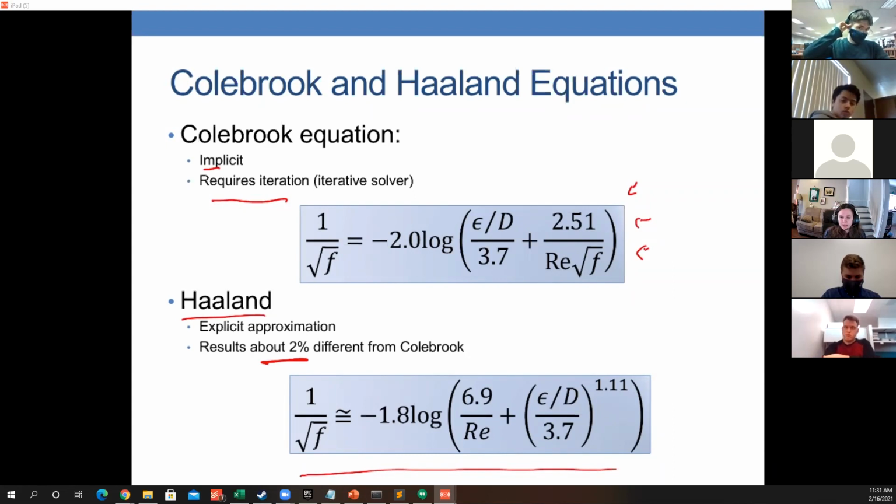Just because I've never let you use Python tools on tests before, and so that is what I will say. So I won't say use the Haaland equation. I will say an explicit approximation would be okay there, and I want you to know what that means.